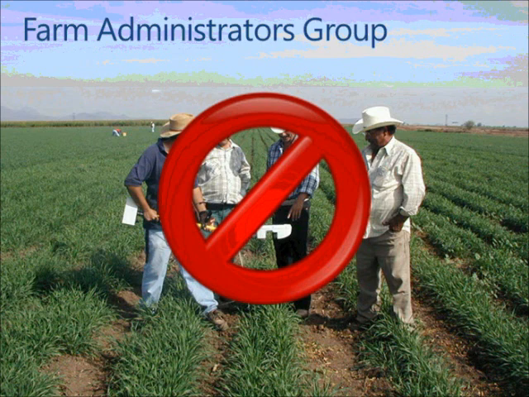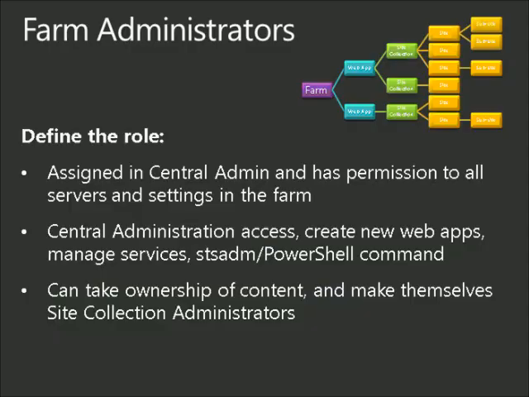So first you have that farm admin group, at that farm level, looking at the entire environment. Define the role there. What does it mean to be a farm administrator? They're assigned in Central Admin. They have permission to all servers and settings in the farm. They can access and create new web apps, manage services. They can do all of the back-end STSADM and PowerShell commands. They have access to all the reporting. They can go in and set up policies. They have that highest level of control inside the SharePoint environment.